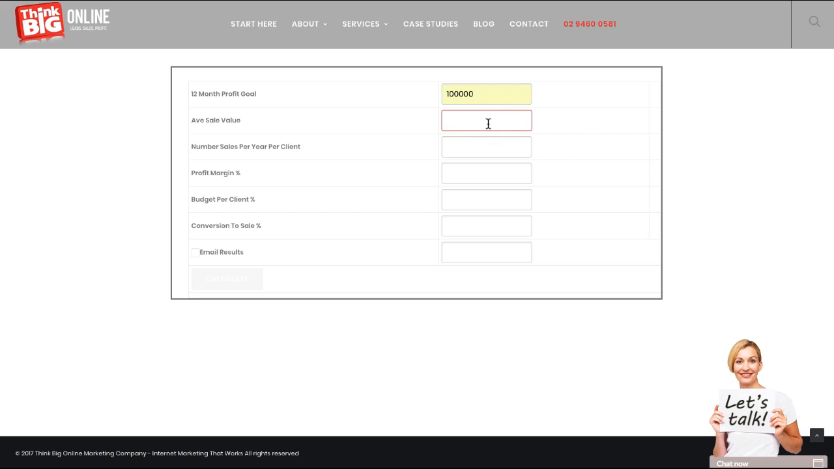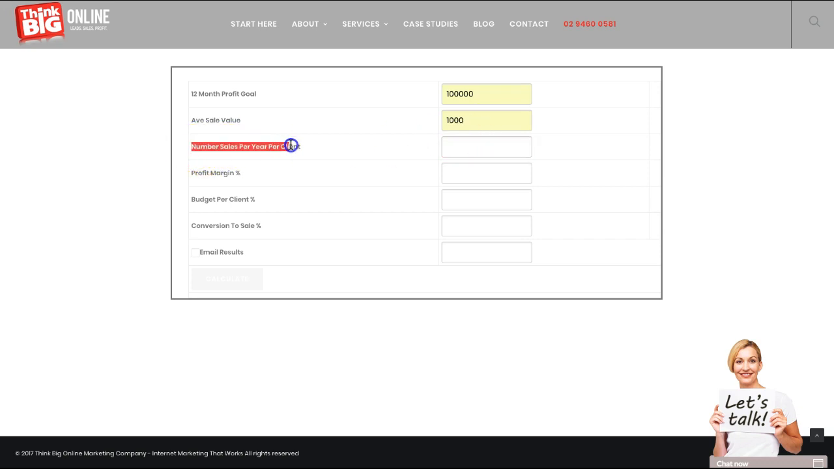Now, realize that most people have different products. Some might be $500. Some might be $2,000. Some might be $750. You just need to look historically. What have you been selling, and figure out what is your average sale value. So go back and look at your numbers. For this example, let's just say it's $1,000 is our average sale value.